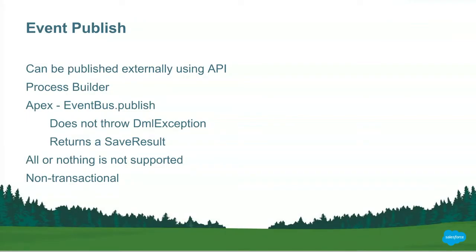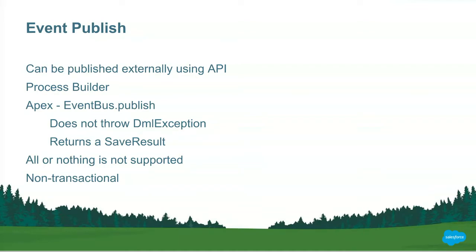So publishing, like I said earlier, you can do through API, process builder. The Apex interface is a little bit different. Instead of a database method, which doesn't make sense because we're not writing to a database, we have an event bus publish method. And one of the main differences here, though, is unlike a database insert, this is non-transactional. If your Apex transaction rolls back, your events still got published. So you'll have to accommodate that in your design.